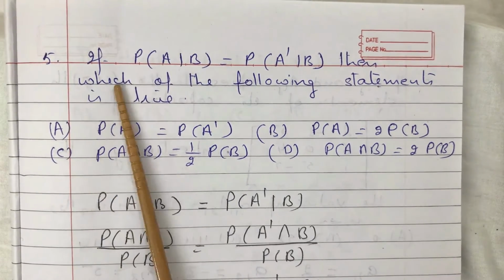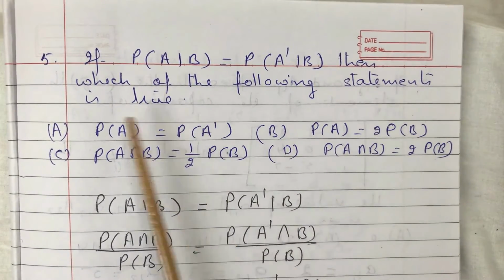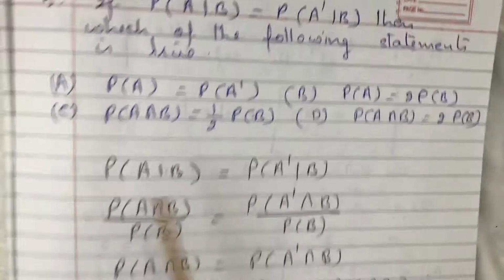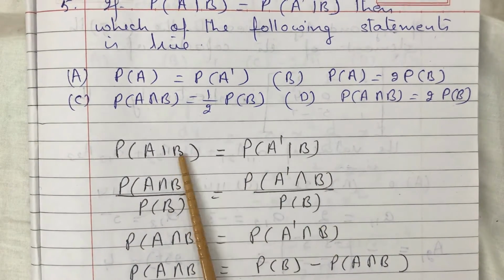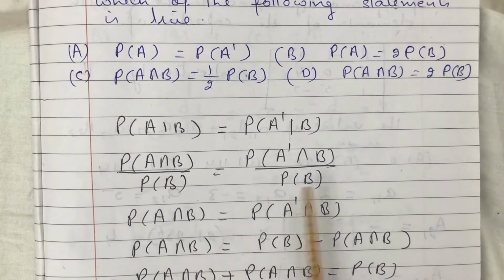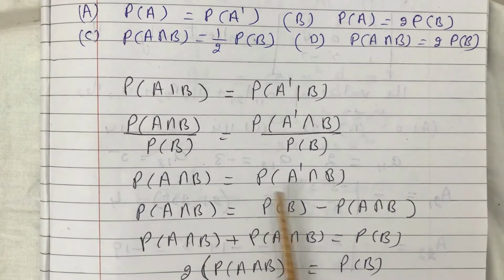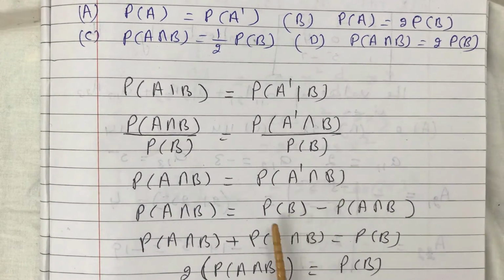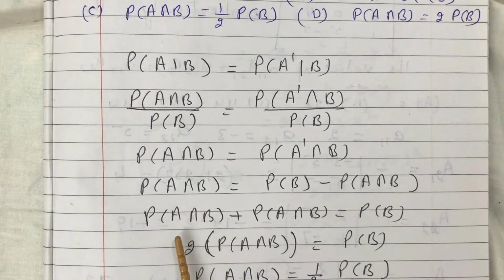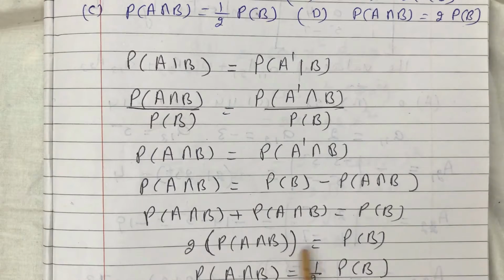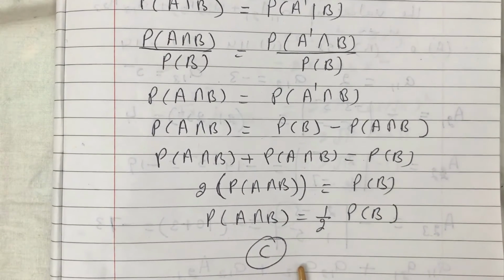Now the fifth question: if probability of A given B is equal to probability of A dash given B, then which of the following statements is true? There are 4 options. Now probability of A given B is equal to probability of A dash given B. This is given to us. Write its formula. Now probability of B, they are cancelled. So you have probability of A intersection B is equal to probability of A dash intersection B. This can be written as probability of B minus probability of A intersection B. And if you take this to this side, it is 2 times probability of A intersection B is equal to probability of B. So probability of A intersection B is half of probability of B. So C is the option.